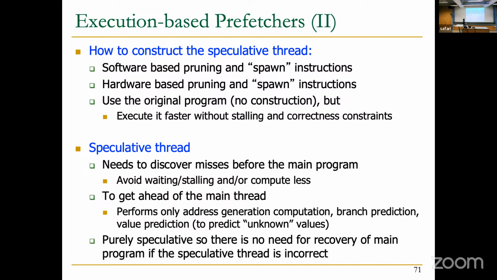As I said, it's going to be purely speculative. There is no need for recovery of the main program, even if the speculative thread is incorrect. Even with software-based pruning creating a new execution thread, there is no guarantee on the correctness of that speculative thread, because that's not what the program is executing. Your program would eventually get there when it executes; that's the main execution.